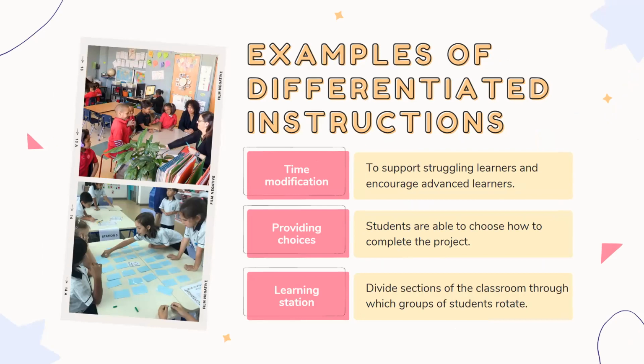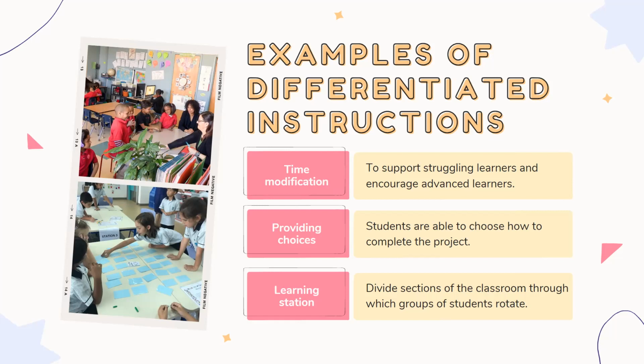Okay, so these are some examples of differentiated instruction. The first one is style modification. It can be used to support struggling students and encourage advanced students. We don't want our students to reach a level of frustration, and this is an easy way around it. For example, we can give struggling students more time to complete a project and give advanced students an extension activity to complete in the same time frame.